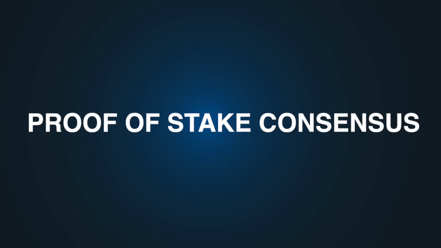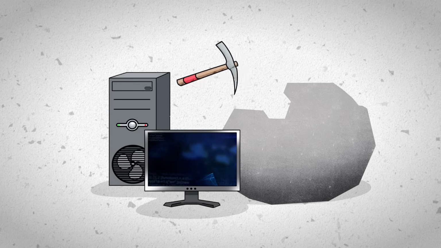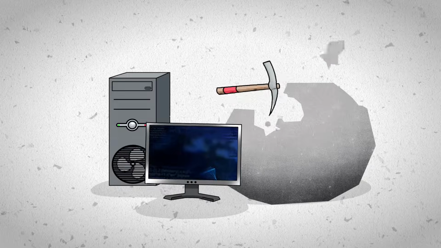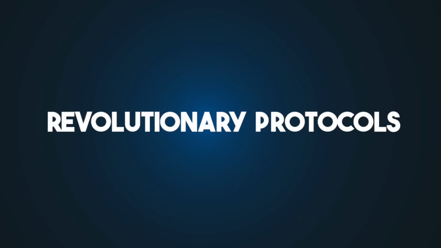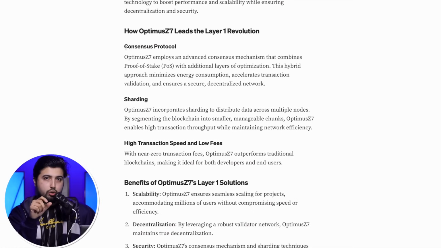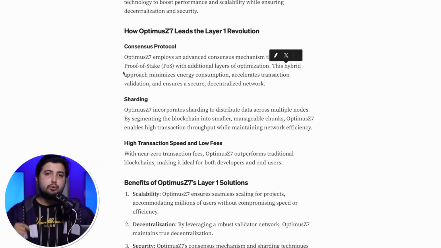Then we have the proof of stake consensus mechanism. Now, instead of relying on energy-intensive mining like Bitcoin and Ethereum do, OptimusZ7 uses a proof-of-stake mechanism. It's not only eco-friendly, but also ensures security by penalizing malicious validators. Moving forward, we also have revolutionary protocols. Their proof-of-chain protocol enhances transaction security and efficiency while keeping energy consumption to a minimum.